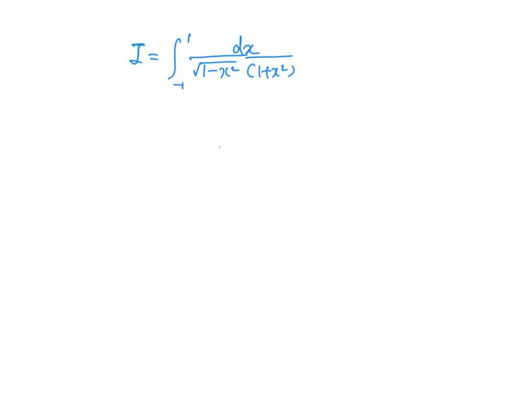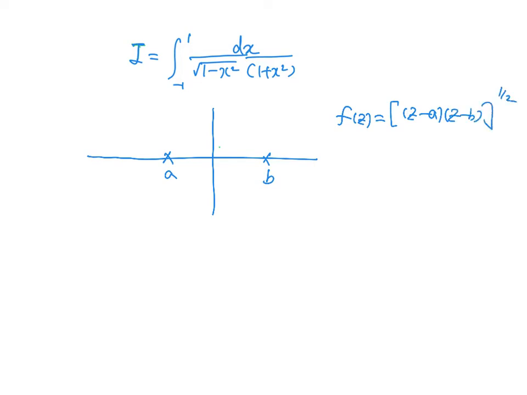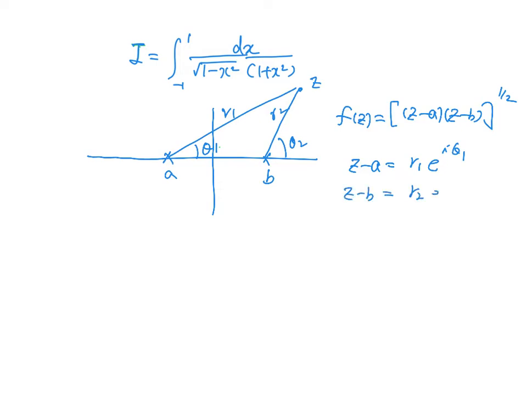But Cauchy has done this. So the idea is, let's consider something like f(z) equals (z minus a)(z minus b) to the power 1/2, assuming that we have some point c. So this is θ1, r1, θ2, r2. So z minus a can be written as r1 e^(iθ1), right? And z minus b is r2 e^(iθ2).